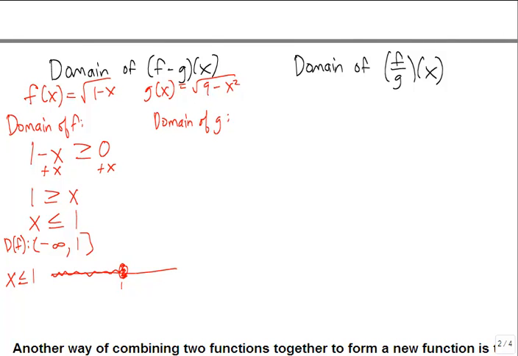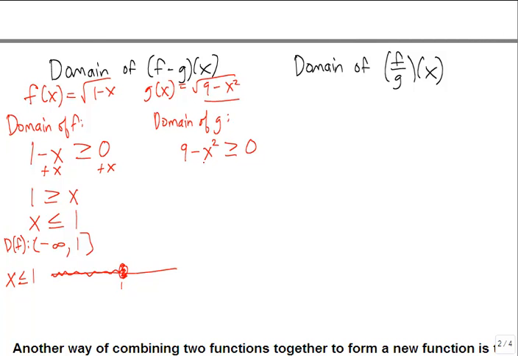Okay, now we're going to do the same thing, but for g. So we have 9 minus x squared, and we want to make sure that this expression under the radical for g is also positive, so greater than 0, or possibly equal to 0. Now this one's a little trickier to solve because it's not a linear inequality because of that square. So one easy way to figure out where this inequality is true is to do it graphically. What does the graph of 9 minus x squared look like?